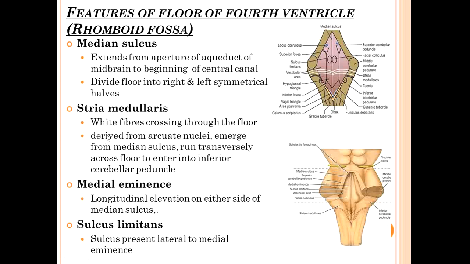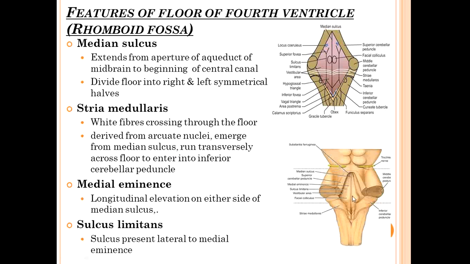Then the second one is the striae medullares. The striae medullares are here, like this. These are white fibers crossing through the floor. They are derived from the arcuate nuclei, emerge from the median sulcus, and run transversely across the floor to enter into the inferior cerebellar peduncle. So they come from the arcuate nuclei of the medulla and reach the inferior cerebellar peduncle.